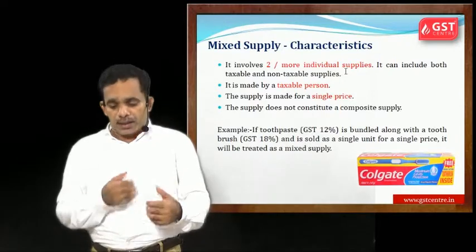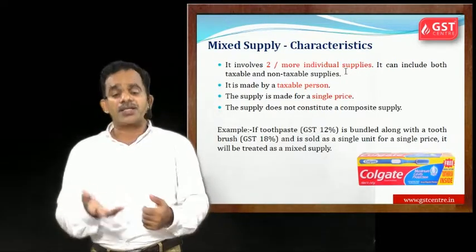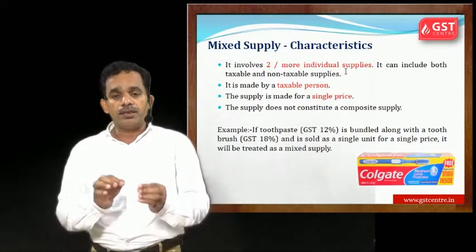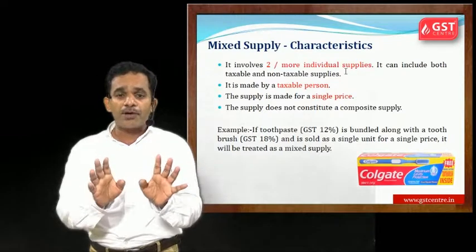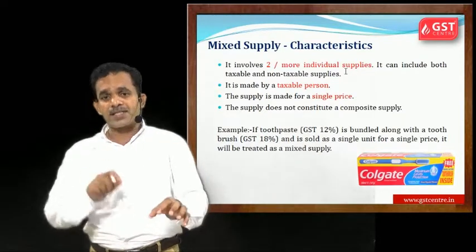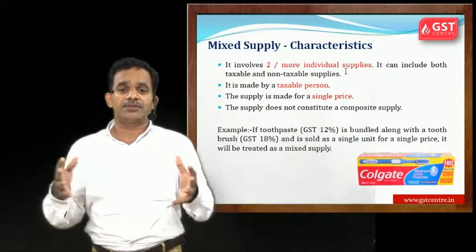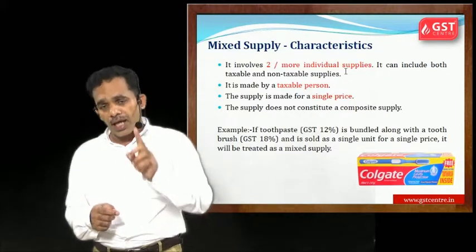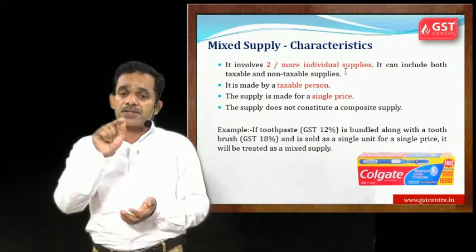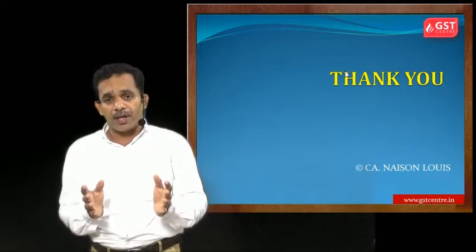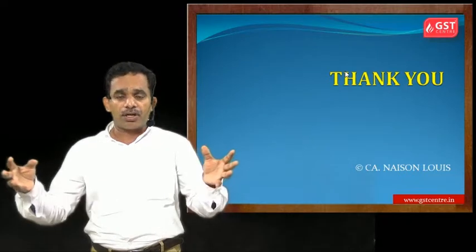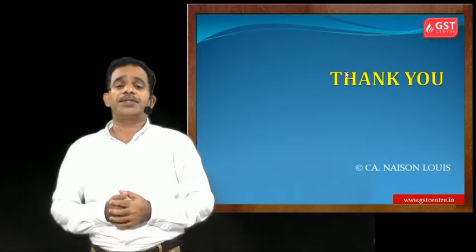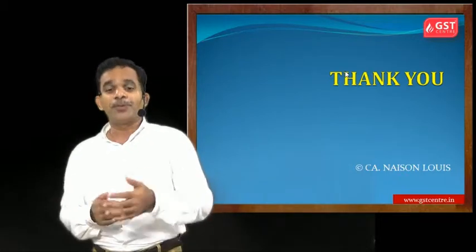Then mixed supply characteristics होता है कि 2 or more individual supplies होता है, taxable person supply करता है, single price होता है. ऐसे एक अगर आप दुकान में जा रहे हैं तो पेस्ट के साथ ब्रश भी मिल जाएगा. ये naturally bundled नहीं होता है. It is not naturally bundled, paste plus brush, but it is mixed supply. And which is having the highest rate? If it is toothpaste, that rate will be applicable also on the toothpaste as well as toothbrush. So this is the difference between composite and mixed supply. Composite supply means it is naturally bundled and the rate for the principal supply will be applied. Mixed supply means it is not naturally bundled and the highest rate item's rate will be applicable on all other items. Hope the points are clear to you. Thank you.